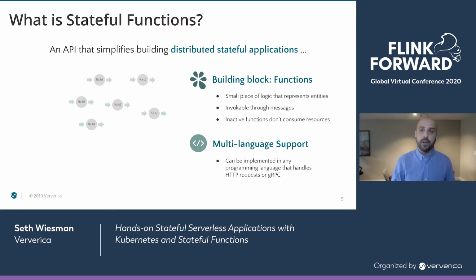When building a stateful function application, users are able to define several services, or what we call functions, that are basically tiny bits of code or logic that represent entities within an application. We could, for example, define a function type representing a user, with a single instance of that user for every single user within our application. The function instances are invocable through messages and don't consume resources while inactive, or simply when they're not being invoked. This means that our runtime is able to support a theoretically infinite number of function instances within a fixed, finite set of resources. And this is a polyglot API.